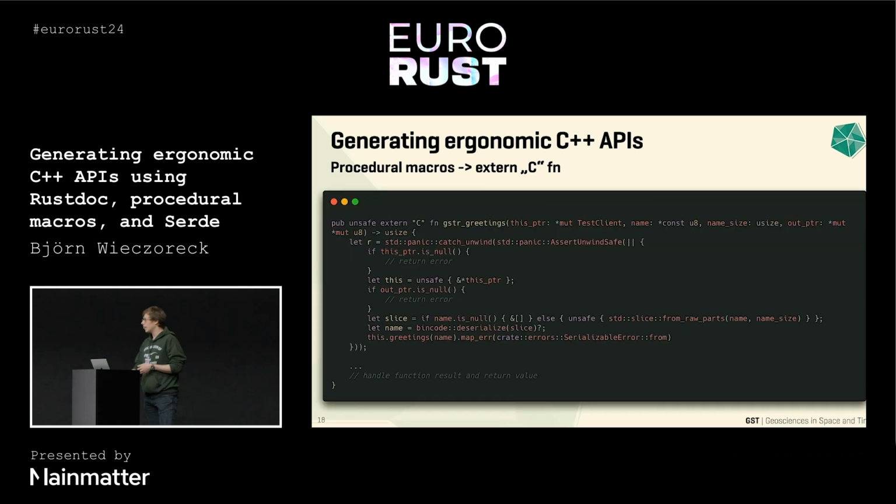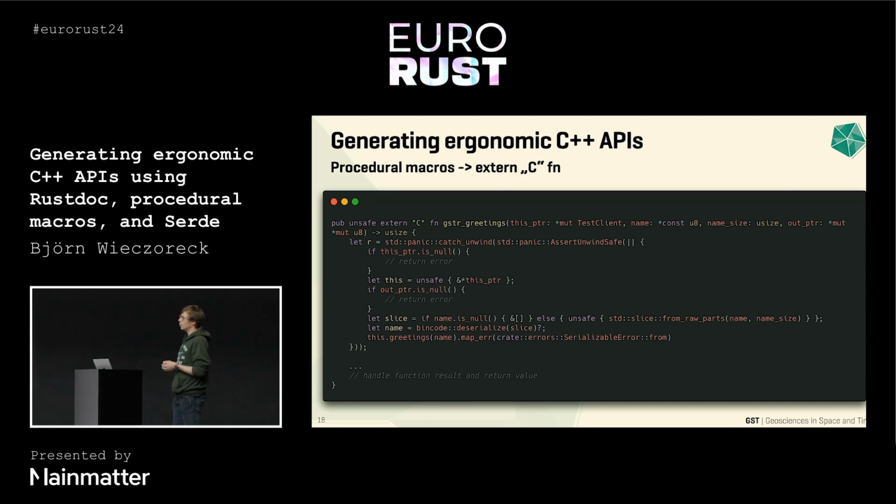Now, if we have a look at this function a little bit more closely, there are two parts to it. The first part deals with looking at the pointers that it got. This is the check if this pointer is null, the unsafe stuff, and we throw errors if something is not right. And then the second part is where we take our input slice and deserialize it back to a string.